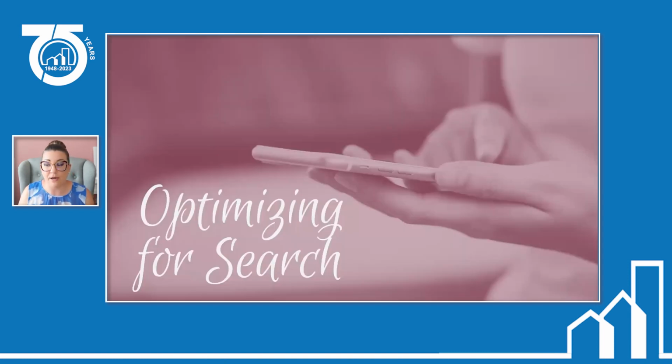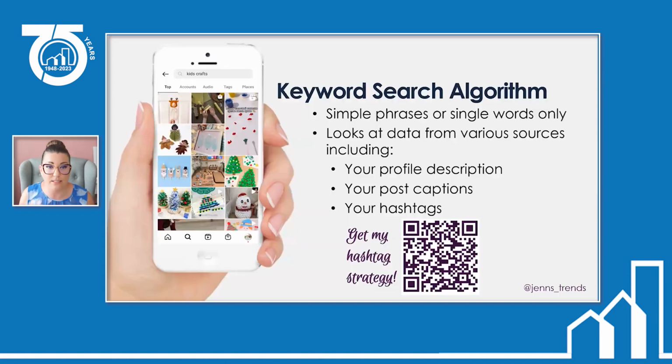All right, so let's talk about optimizing for search. This is something that is really important now on Instagram. It wasn't a big deal a few years ago. The last 3 years have totally changed the platform. I'm telling you, keyword search is part of that. Back in the day, we only had hashtag searches. Now we have keyword search.